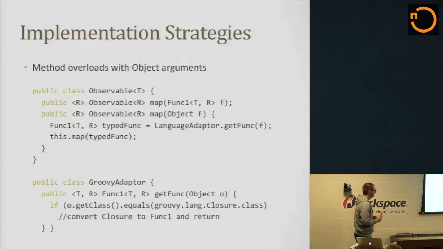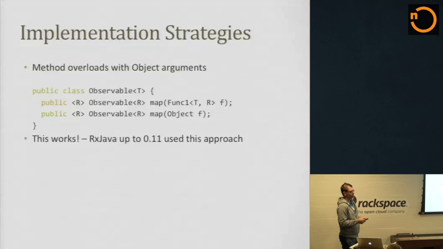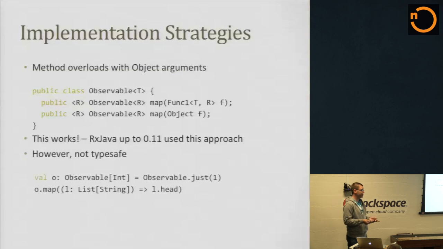And what if each specific language adapter was able to know about this static language adapter and register itself and say, I know how to reason about Groovy lang closures. Here's how you turn a Groovy lang closure into a func1. And Clojure knew the same thing, and Kotlin, et cetera, et cetera. So this works. And this is actually how we did it up until 0.11.